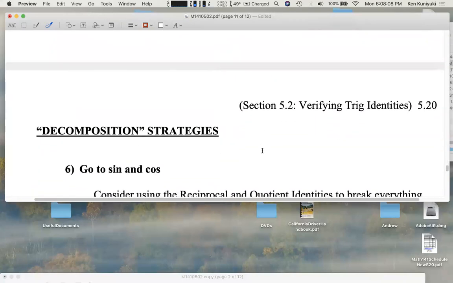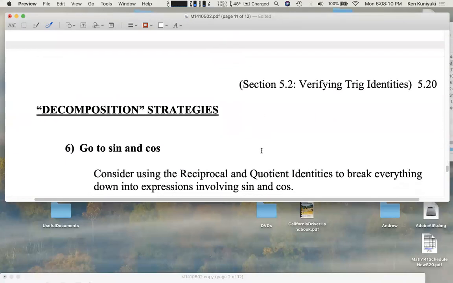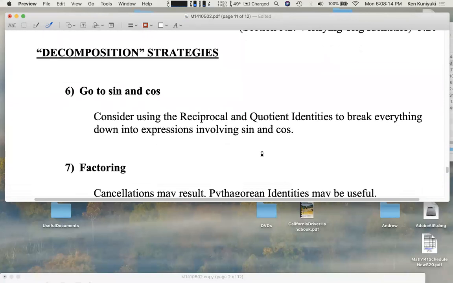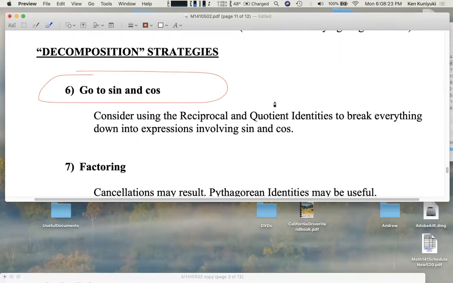Okay, and then we have more algebraic strategies, like decomposition strategies, breaking things apart, going to sine and cosine, breaking things down to pennies and nickels, and then trying to construct something from out of that. Keep the target in mind. Now, that might be a good all-purpose brute force strategy, but it may not lead to the most efficient strategy, as we saw in my first example for this section.